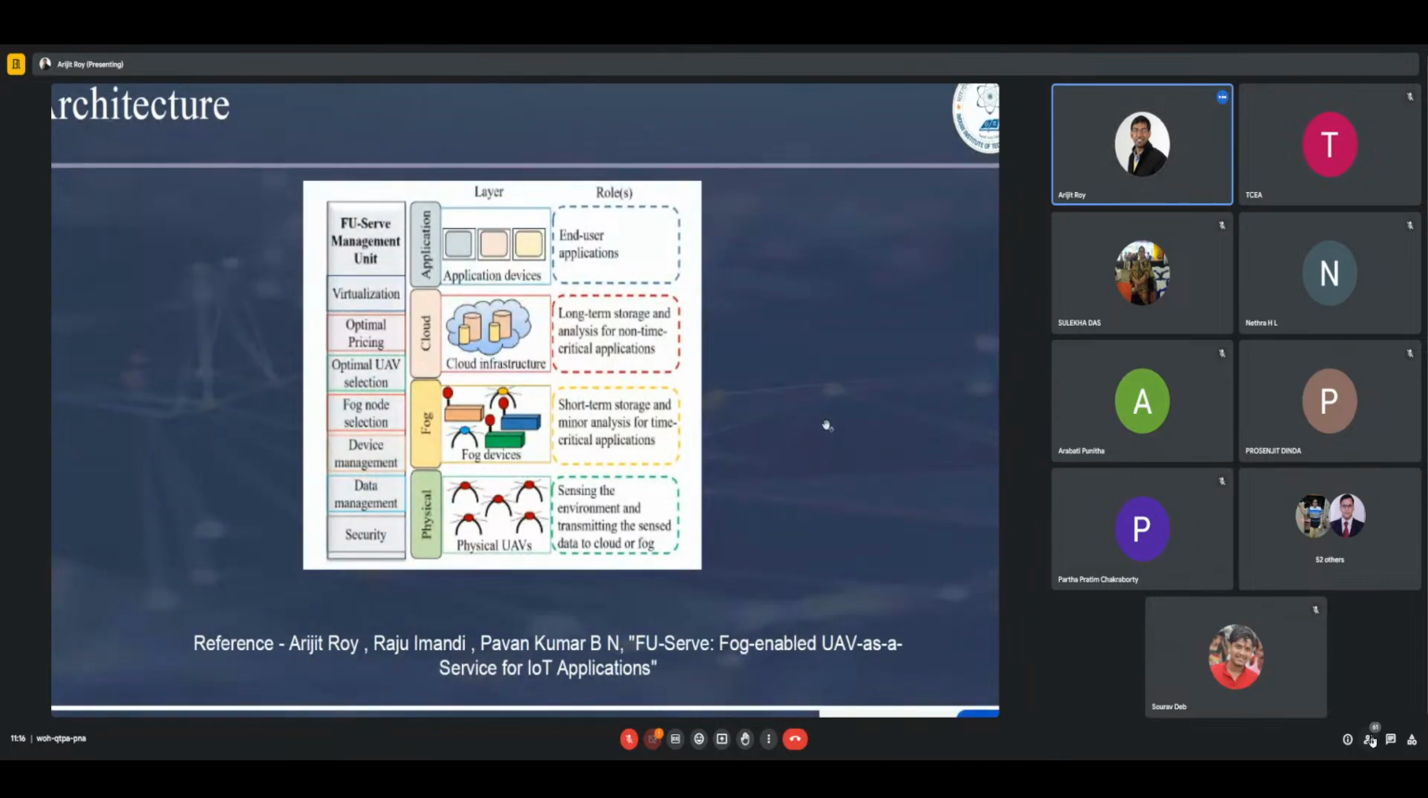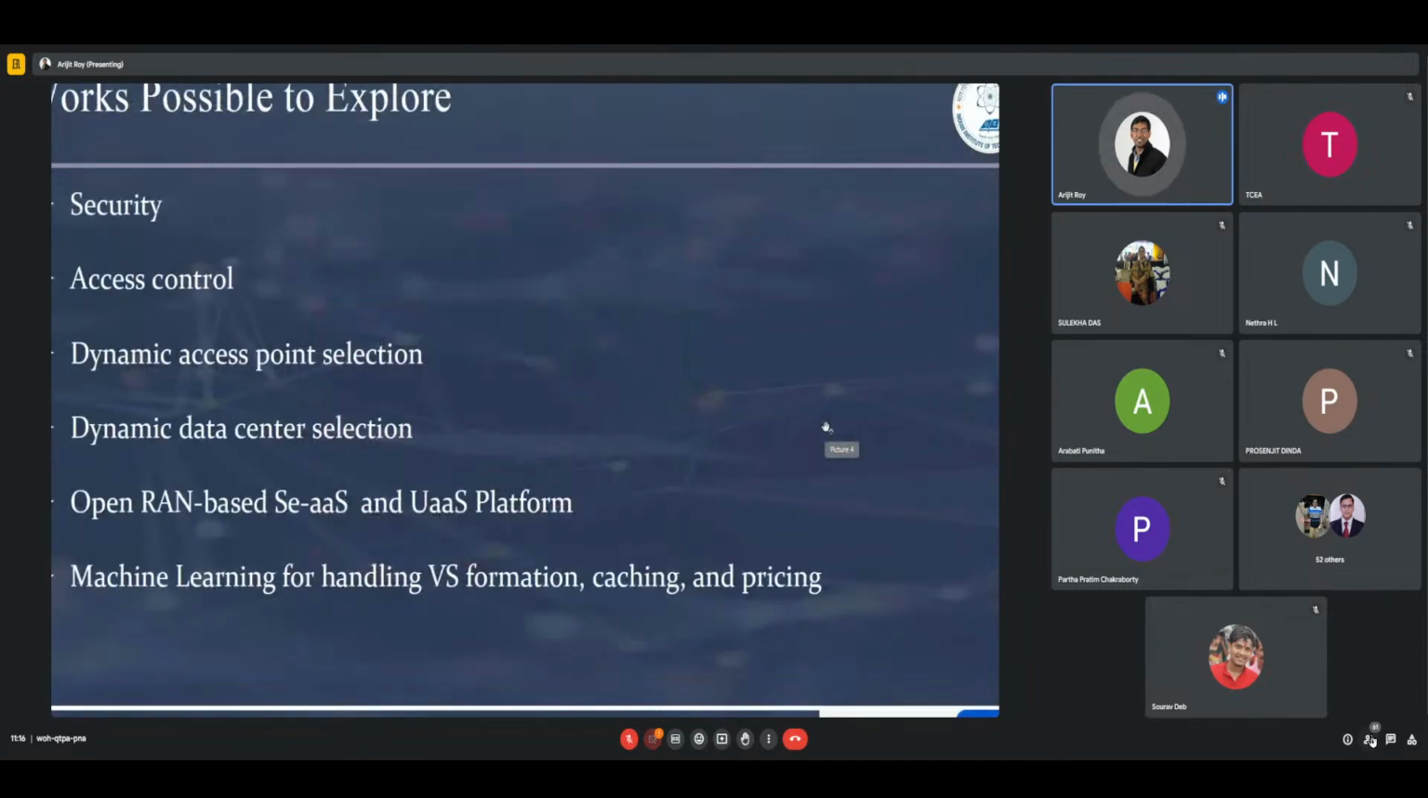and that can serve immediately as per the request of the end user applications. Other possibilities with virtualization: you can work on security and access control. Whatever virtualization we are saying, we can explore dynamic access point selection, dynamic data center selection, then Open RAN based sensors as a service and UAV as a service, then machine learning for handling VS formation, caching, and pricing in UAVs also.